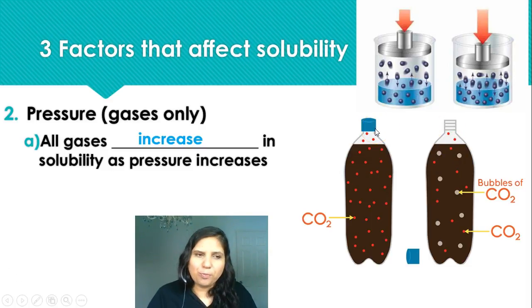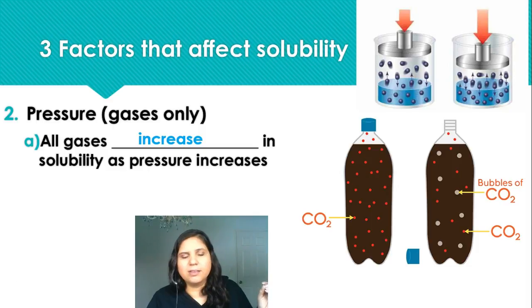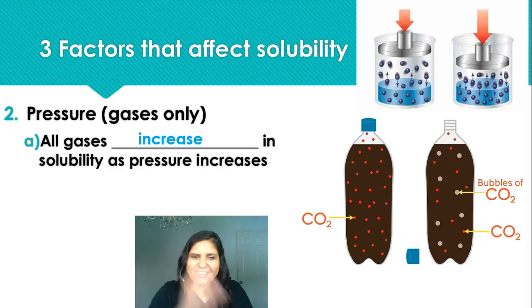And so here we go. Pressure for gases only. All gases increase in solubility as pressure increases. Which means keep the lid on, keep it closed, so that the gas particles want to stay in the solution instead of escape.